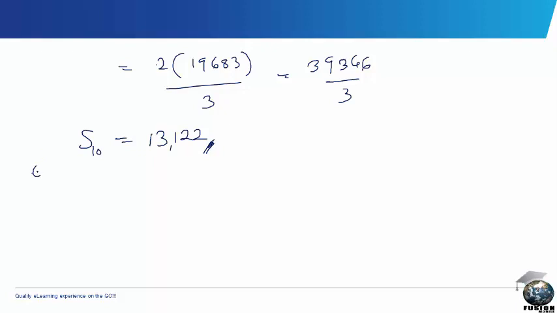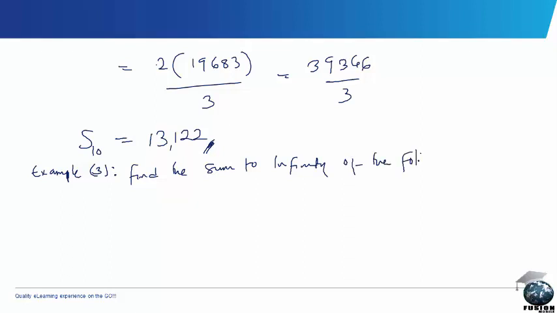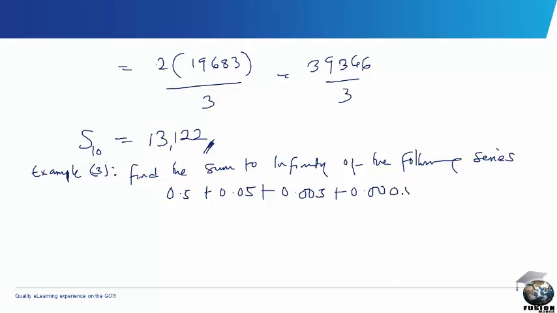Example 3. You're told to find the sum to infinity of the following series: 0.5 plus 0.05 plus 0.005 plus 0.0005.